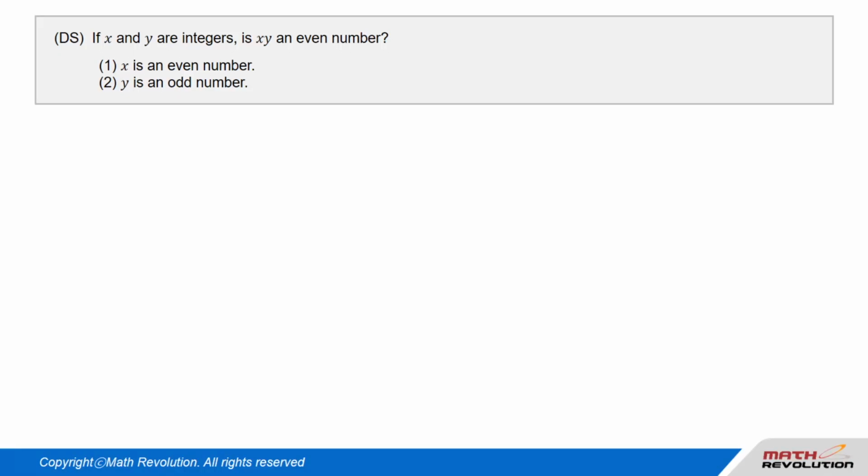Question 1. DS. If x and y are integers, is x times y an even number? Condition 1. X is an even number. Condition 2. Y is an odd number.